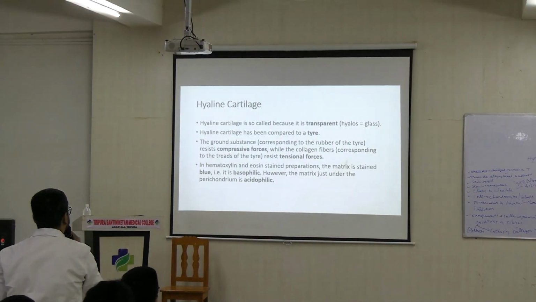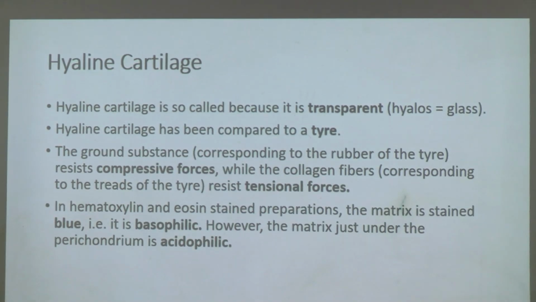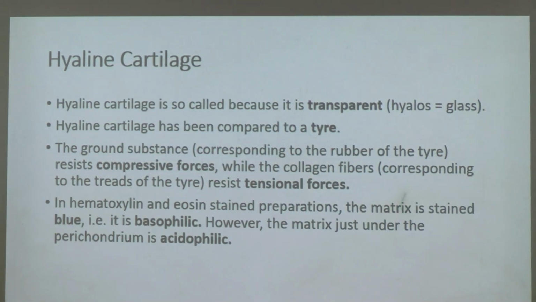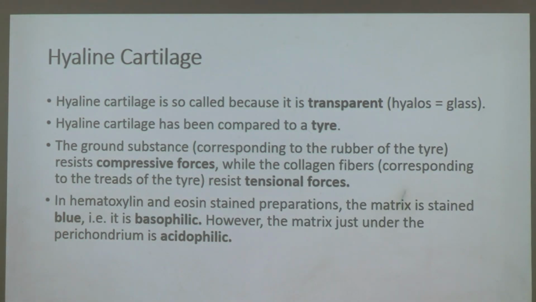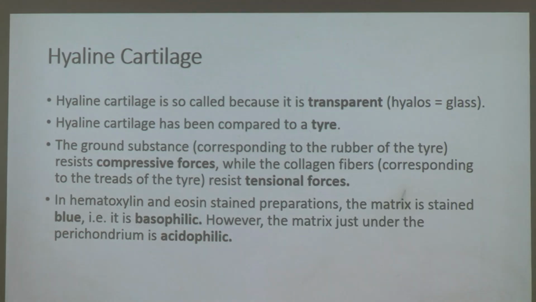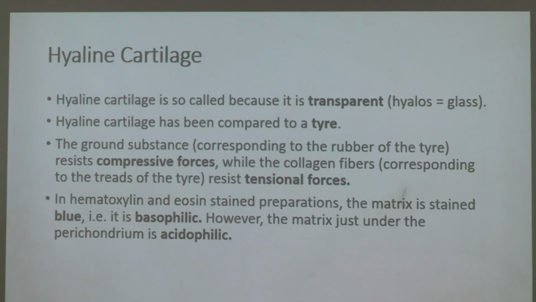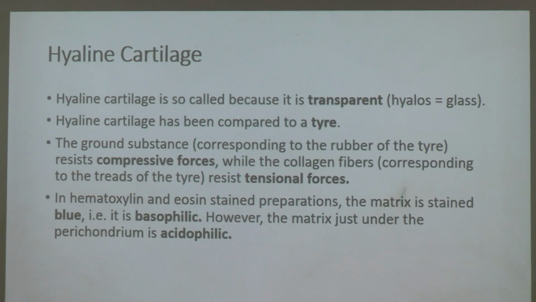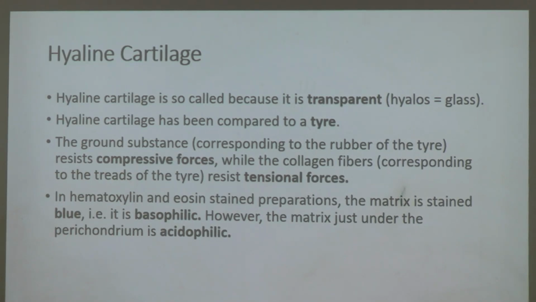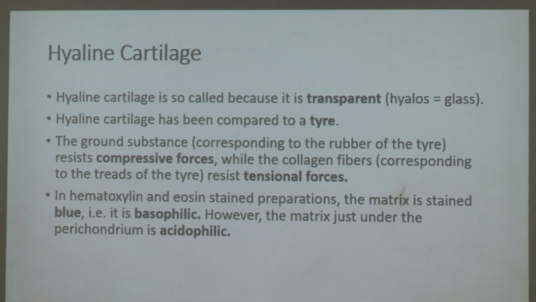Next. Hyaline cartilage. Hyaline cartilage is so called because it is transparent. Hyalos means glass. Hyaline cartilage has been compared to a tire. The ground substance, corresponding to the rubber of the tire, resists compressive forces, while the collagen fibers, corresponding to the threads of the tire, resist tensional forces. In hematoxylin and eosin stained preparations, the matrix is stained blue, that is, it is basophilic. However, the matrix just under the perichondrium is acidophilic. Okay. So as I mentioned, hyalos means glass. So your hyaline cartilage is basically transparent in structure.